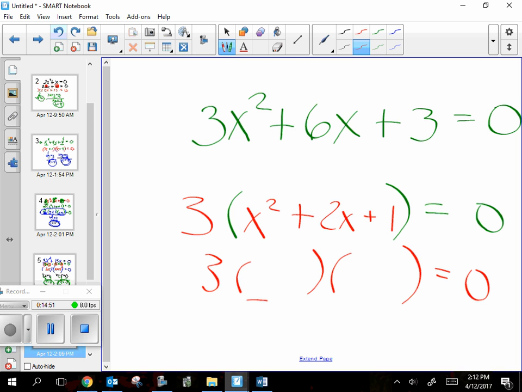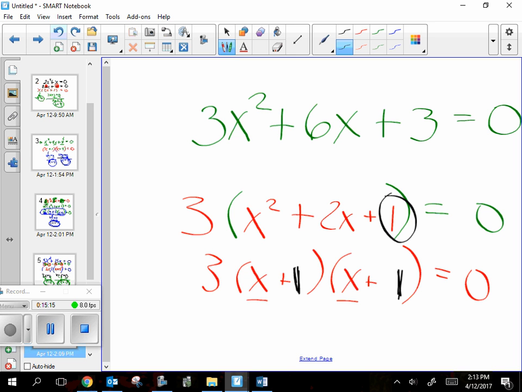What has to go here and here? X and X plus... plus and plus. How do you make a 1? It's not 2 times something. 1 times 1. 1 times 1 makes 1.